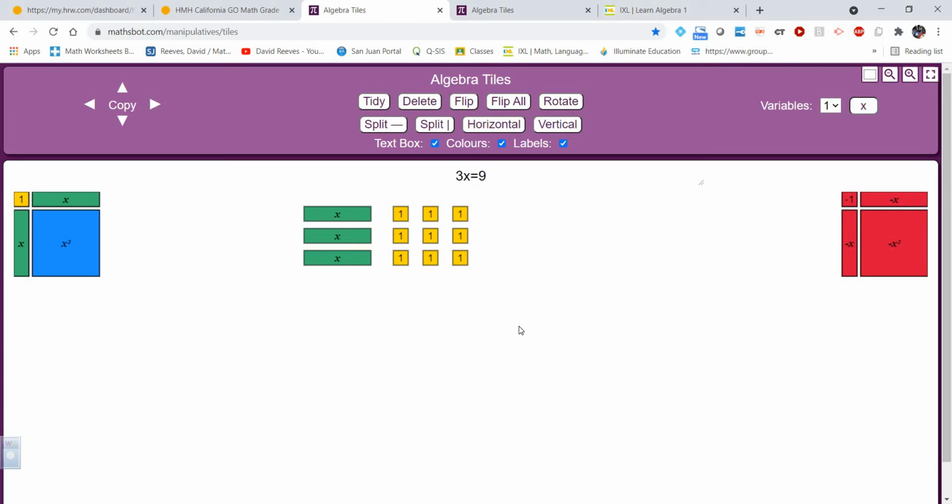You could see that when 3x's is equal to 9, 1x is equal to 3. I divide that by 3, and I get x is equal to, not 4, Mr. Reeves, 3. X is equal to 3. So that is the answer to our equation.